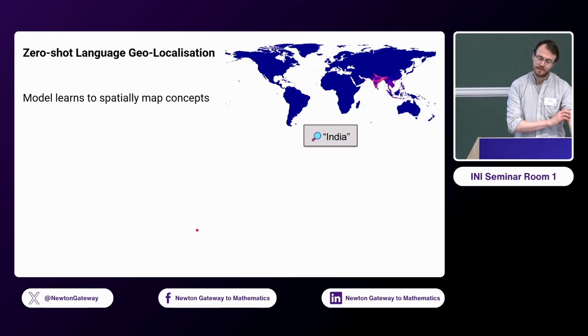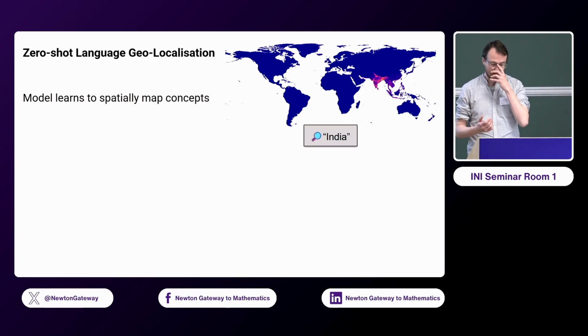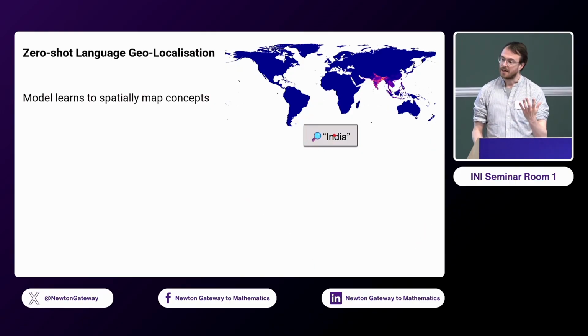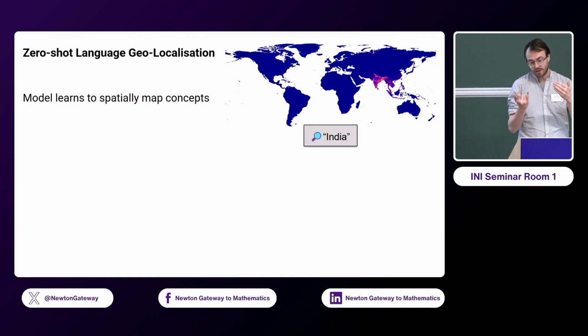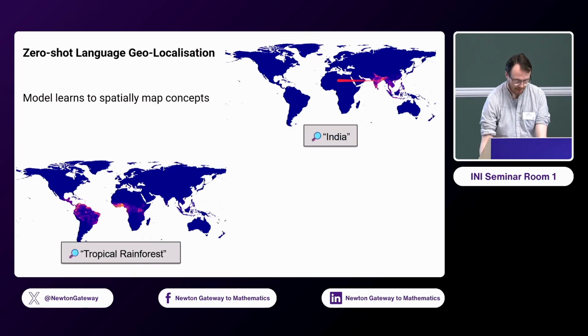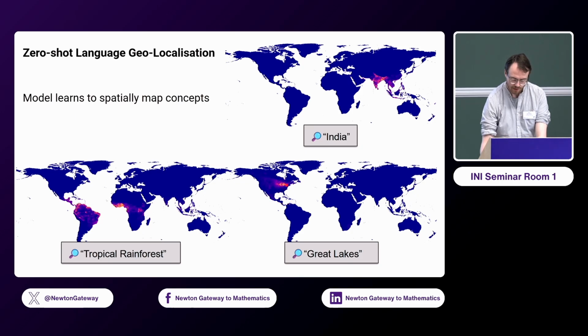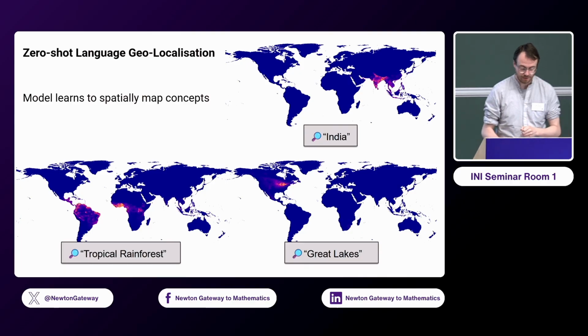But what's kind of fun about this is that what's basically emergent from this is this ability to geolocalize language in a zero-shot mechanism. So we can take things like the word India, put that through the language encoder, use our location encoder, and find the locations that have a high affinity for the word India. You can see here the model, India is here, it's kind of interesting. Tropical rainforest, you can see this here, Great Lakes and so on. So these are not species concepts, this is text that is likely to be in descriptions of species, and the model has actually figured out how to encode that.